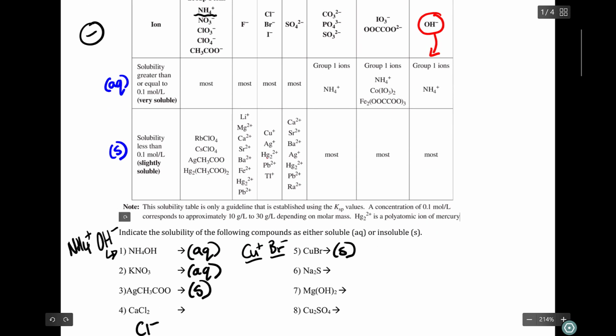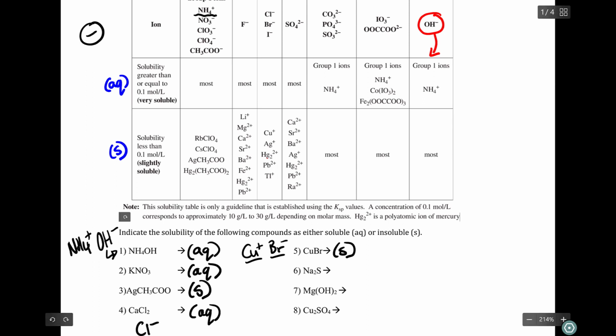Next one, I've got chloride. So I'm going to go look for chloride. Here's chloride. I go down, it's insoluble with copper, silver, mercury, lead, and Tl. Calcium is not one of those things, so it must fall under most, and therefore calcium chloride is aqueous. We also know it's aqueous because that's in a hot pack, which releases energy, and we know it does that when it dissolves.